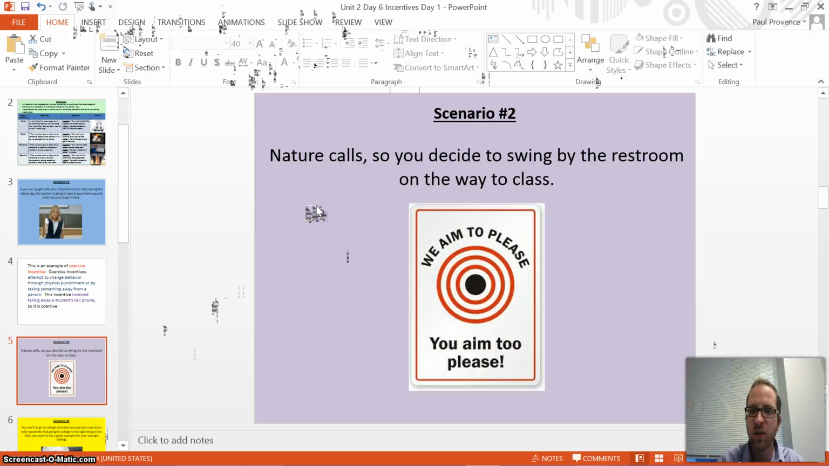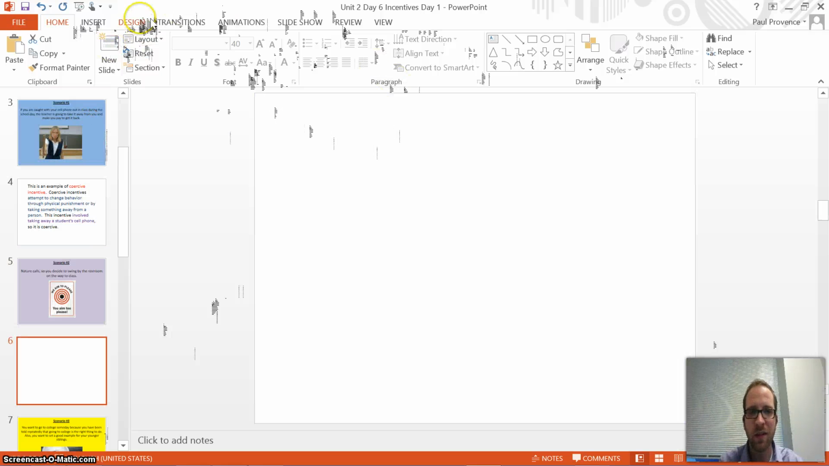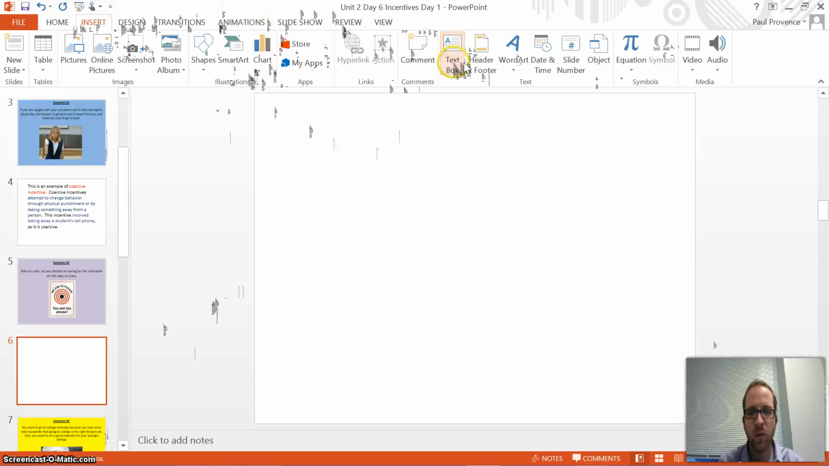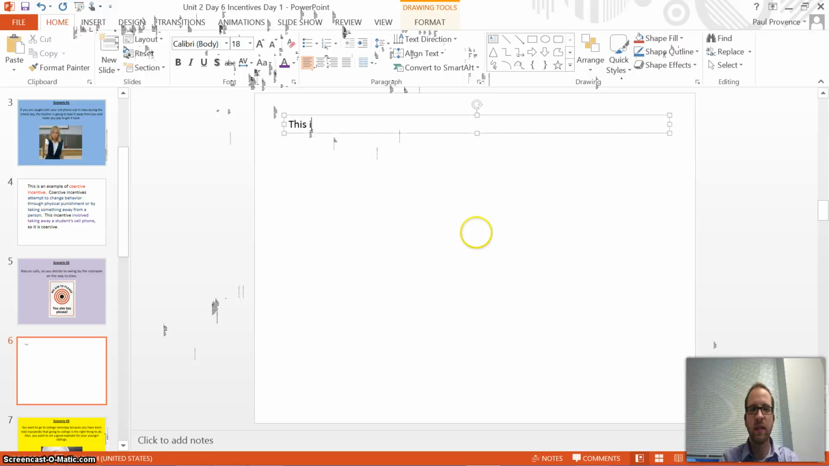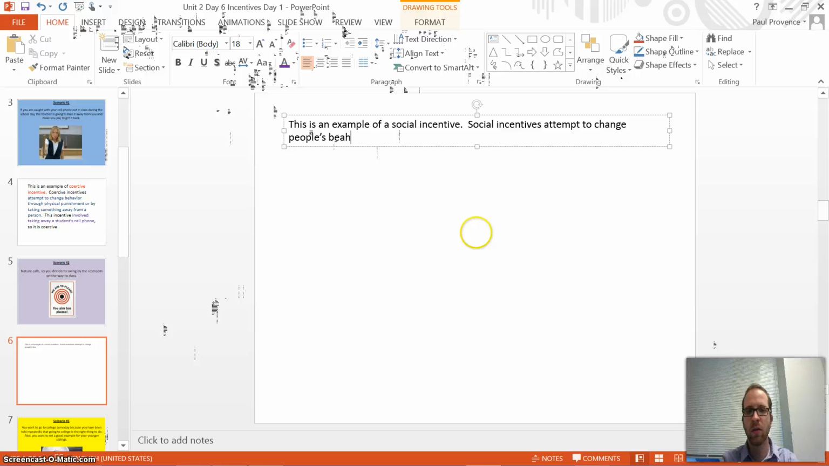So nature calls, so you decide to swing by the restroom on the way to class. So using the bathroom. Like we discussed in class, there are actually a couple of different things that we could say here. First, we could say that this is an example of a social incentive. Social incentives attempt to change people's behavior based on what other people think about them.